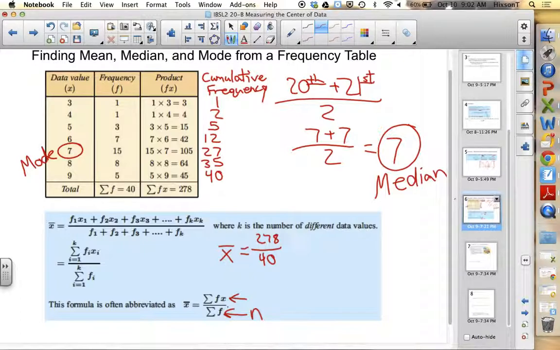Okay, so that's going to be 6 and 38/40ths, so 19/20ths would be 0.95.